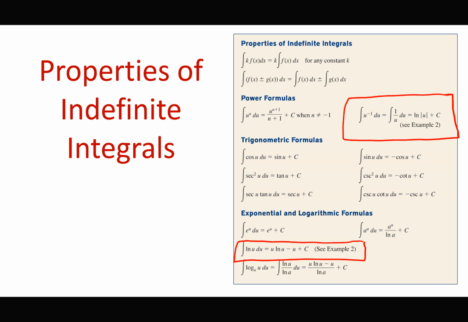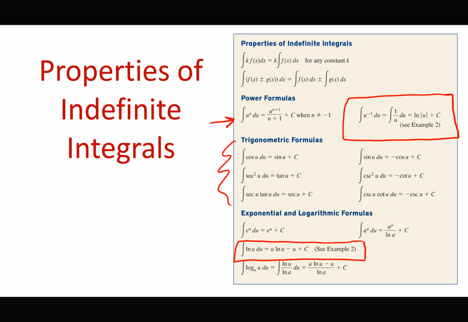That power formula, this one, is fancy notation for adding 1 to the exponent and then dividing by the new exponent. So they just have it written as u raised to the n plus 1, all divided by n plus 1. We've already been doing that. Add 1 to the exponent and divide by that new exponent. All the trig formulas, you already know these. They're just writing them as antiderivatives, but we know those trig formulas well enough that we could go back and forth with those. The bottom, the exponential and logarithmic formulas.